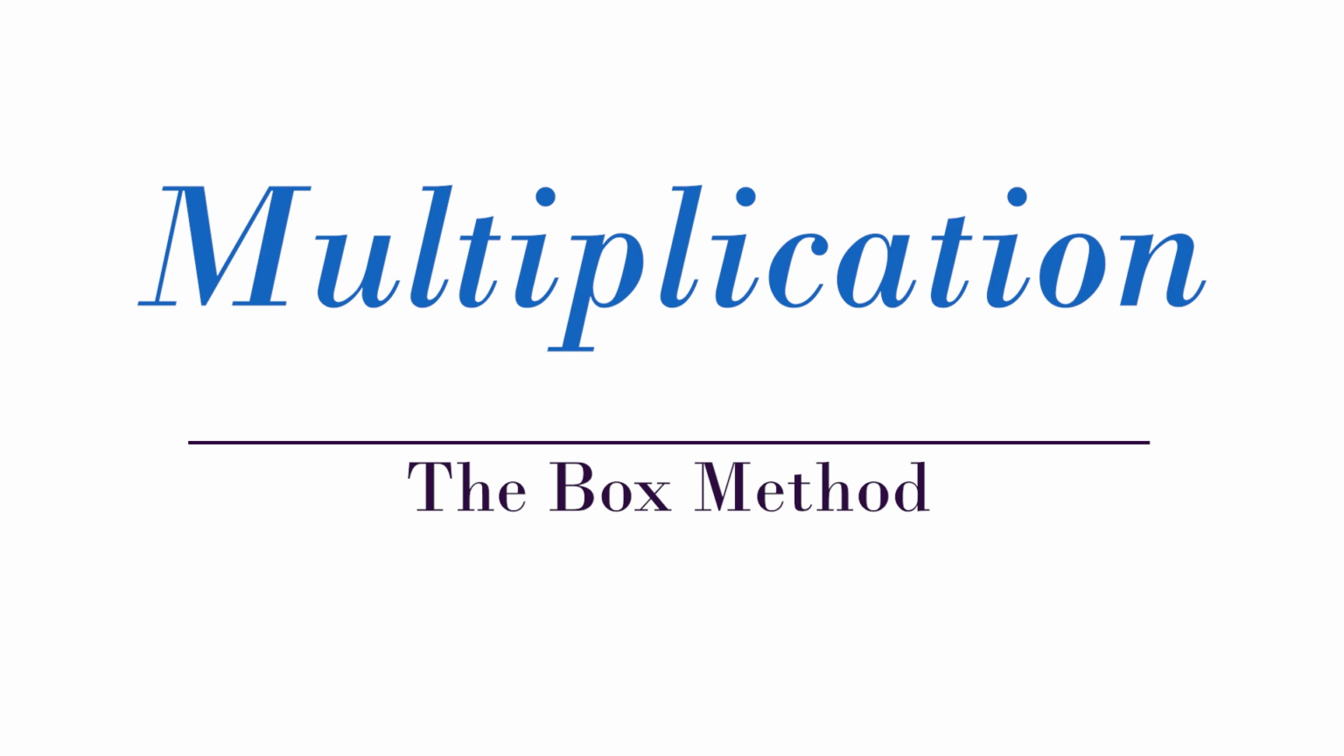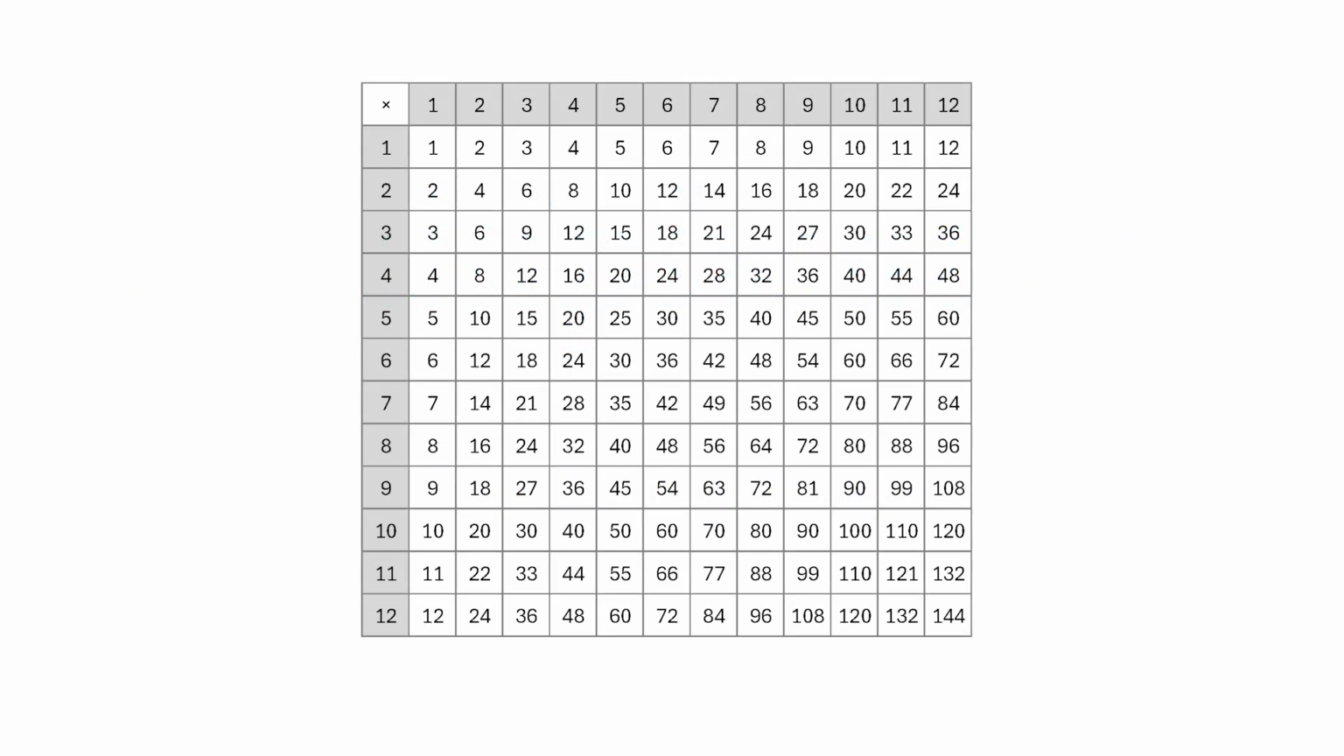So you have your multiplication facts. Either you have memorized them or you have your multiplication table. But what happens when we need a multiplication fact that you don't have? Say, for instance, you need to find out what 28 times 3 is.